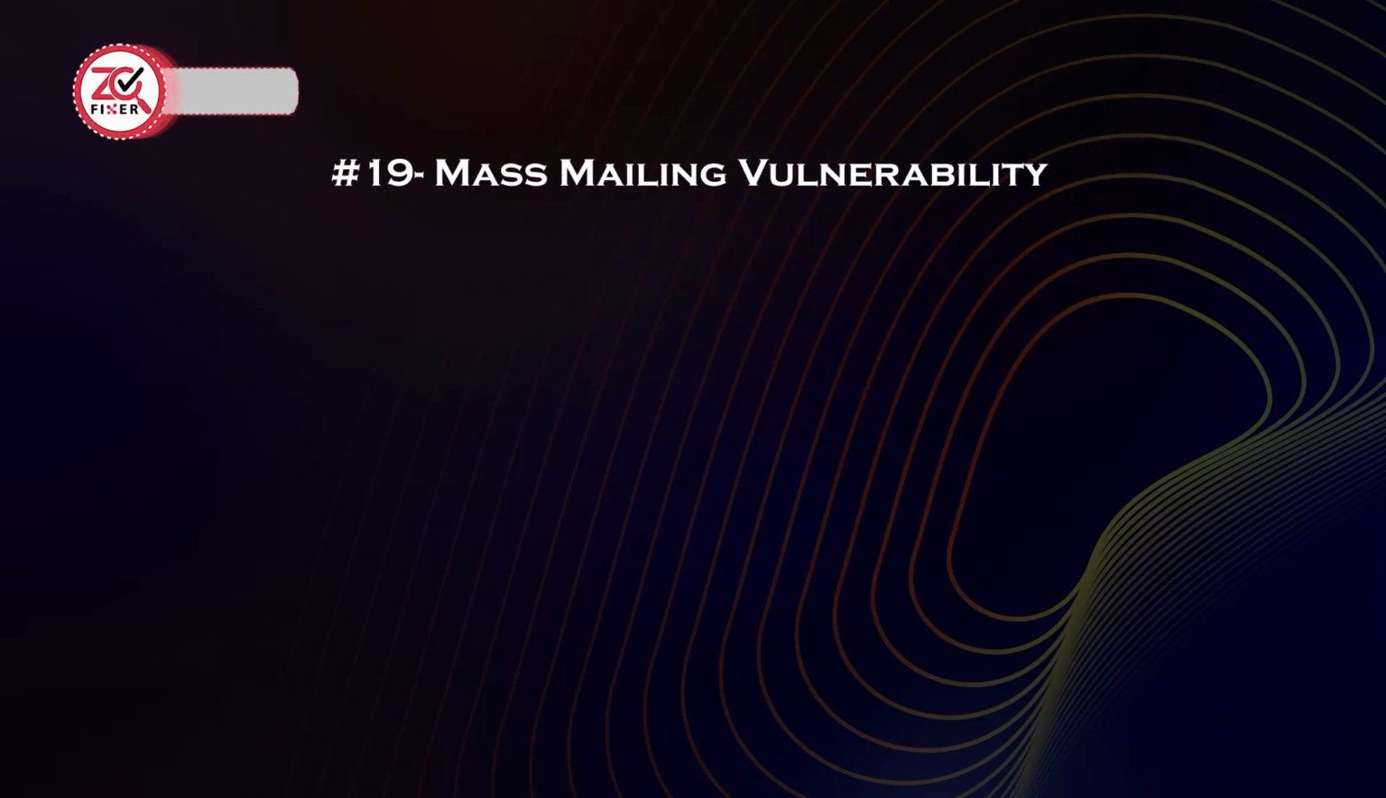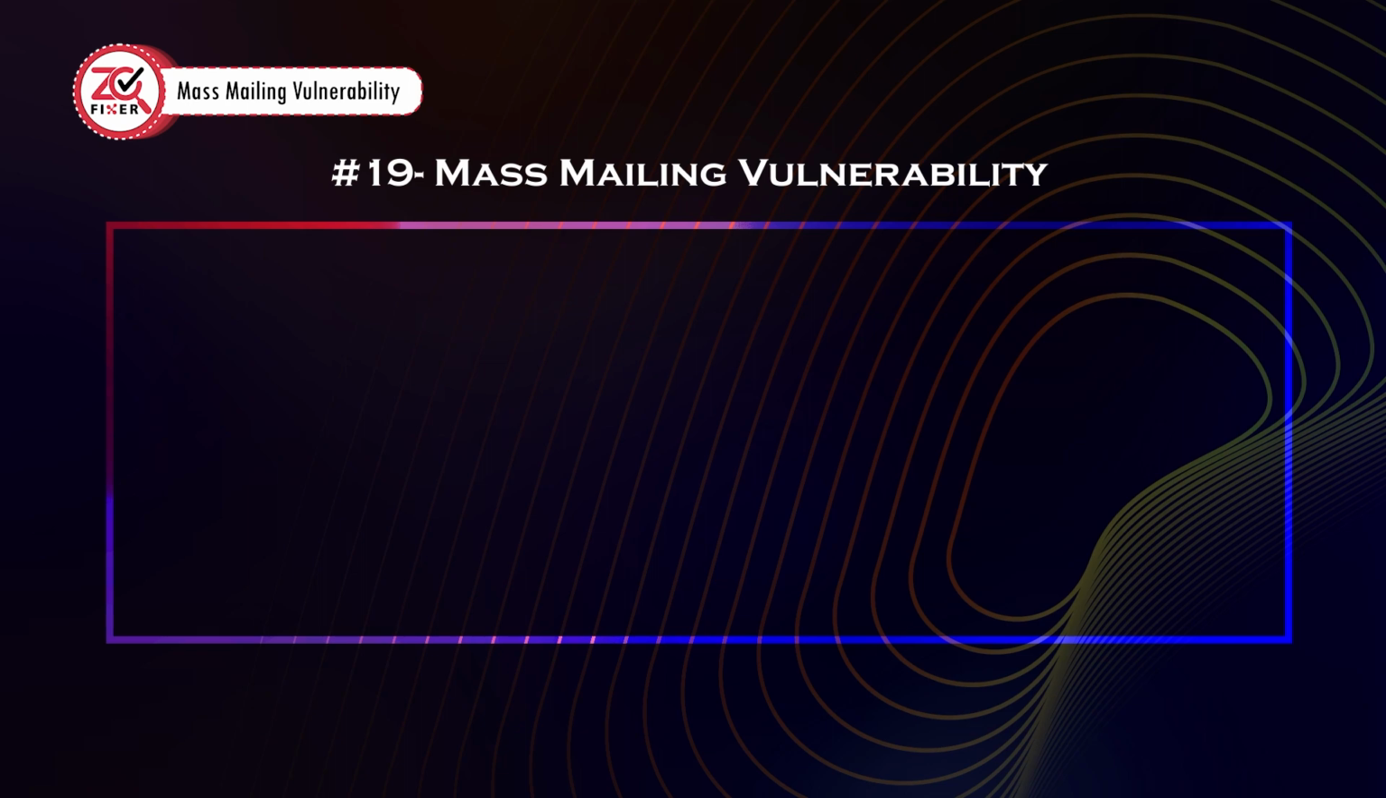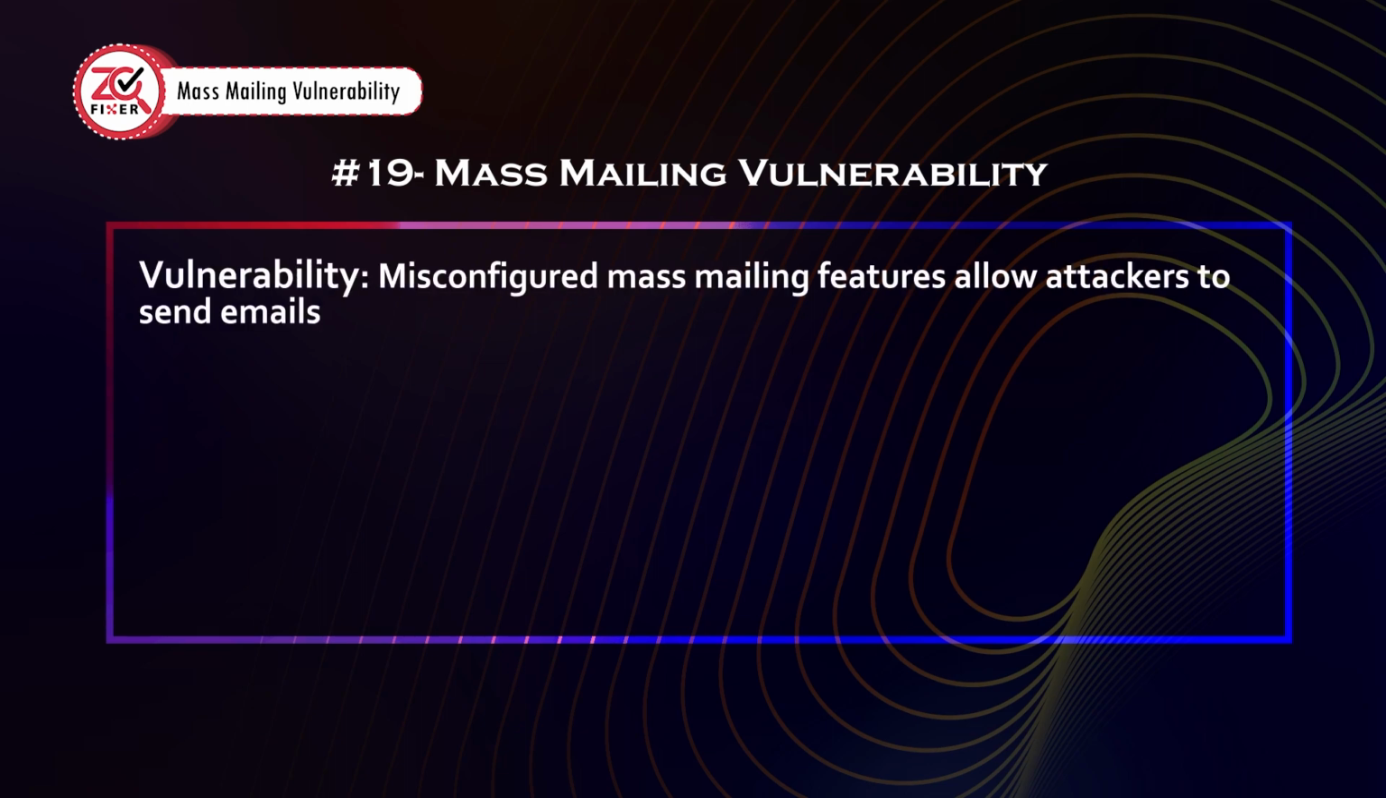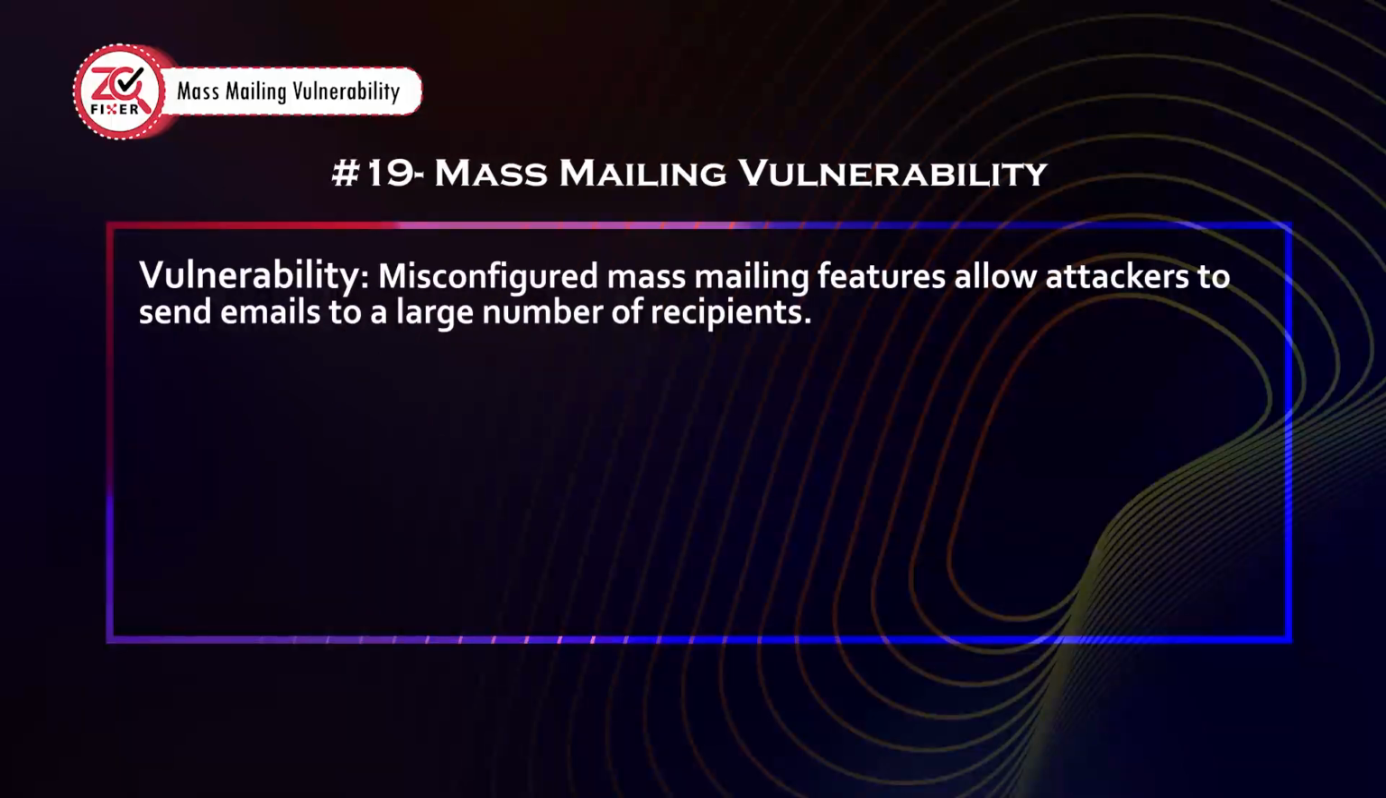Number 19, Mass mailing vulnerability. Vulnerability: misconfigured mass mailing features allow attackers to send emails to a large number of recipients.